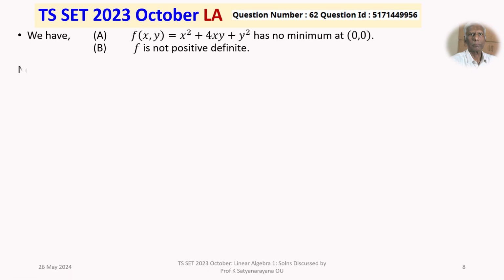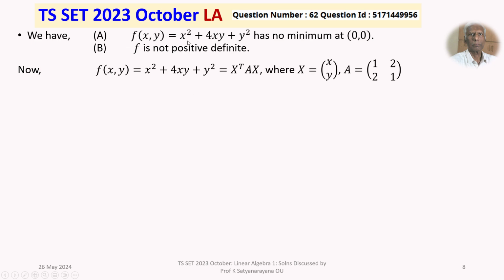Now look at f of x comma y. So it is a quadratic form. Why? Each term is of degree 2. So it's a quadratic form in the variables x and y of degree 2. And x square plus 4xy plus y square can be written as x transpose Ax, where x is the column vector (x, y). And the matrix A is a symmetric matrix, 1, 1. This 4 is to be divided as 2, 2. That's a symmetric matrix. So this means f of x comma y is a quadratic form, and A is the matrix of the quadratic form f of x comma y.